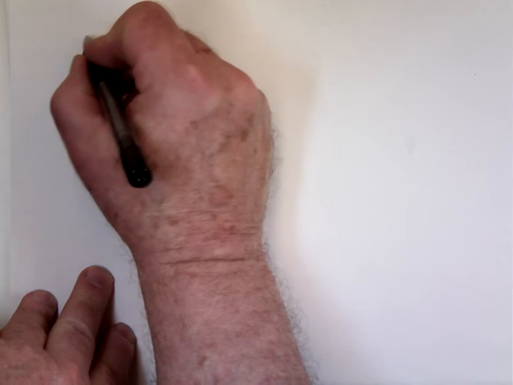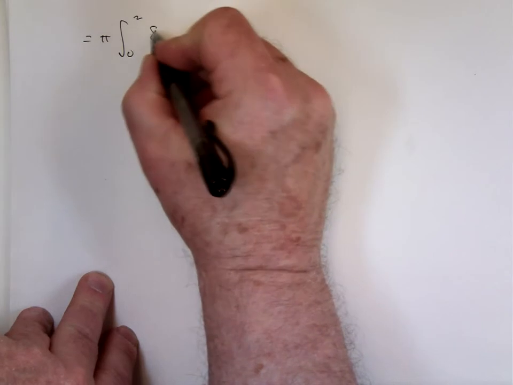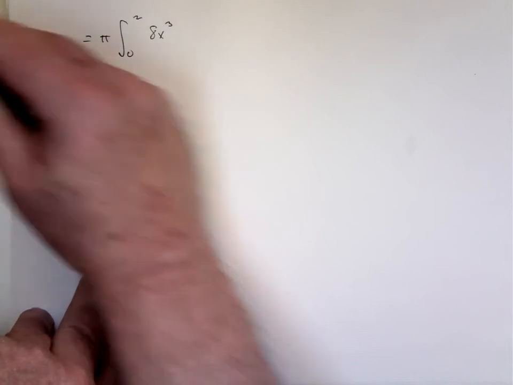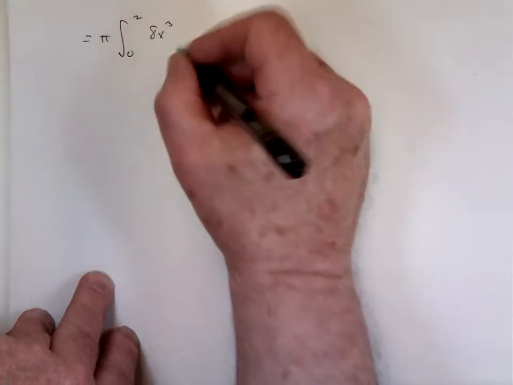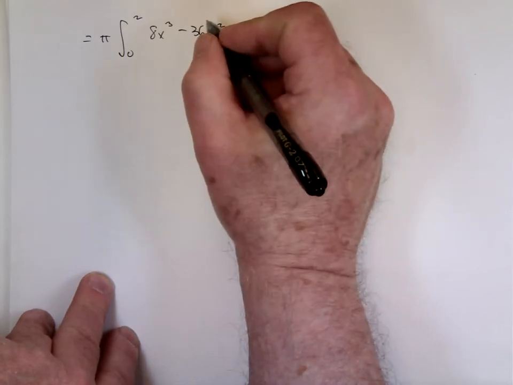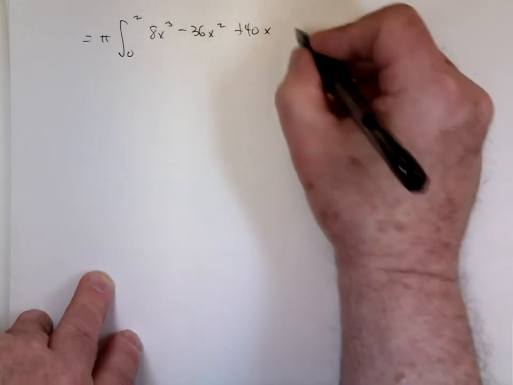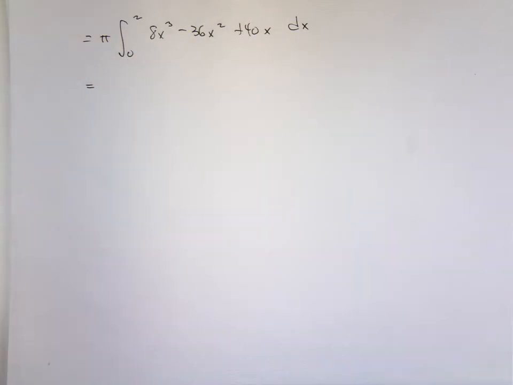Now we have pi, 0 to 2. It seems to me we have an 8x cubed. And then on the x squares, we have minus 10, minus 10, minus 20, minus 36, x squared. And then we have a 40x. I think that's it. Does that look reasonable? Check it out. The 36x squared, not the 16x squared? I got minus 10, minus 10 is minus 20, minus another 16 is minus 36.